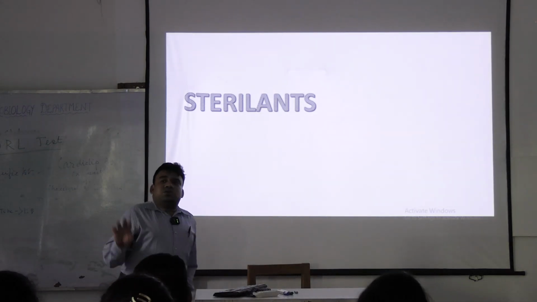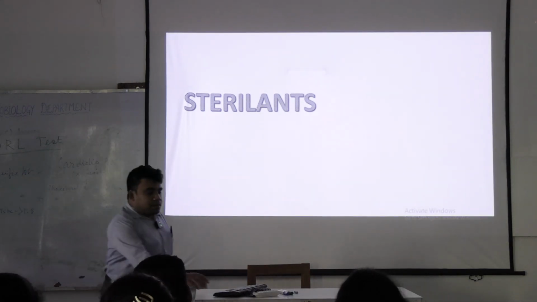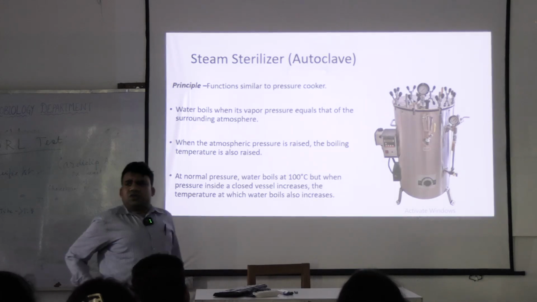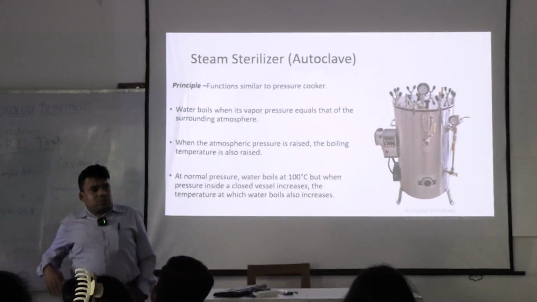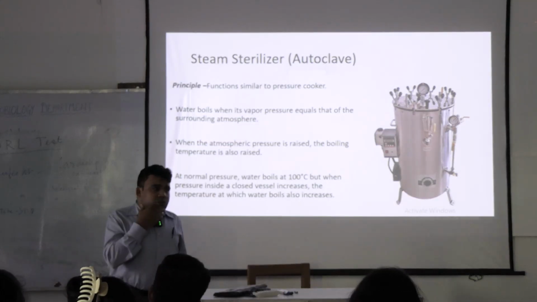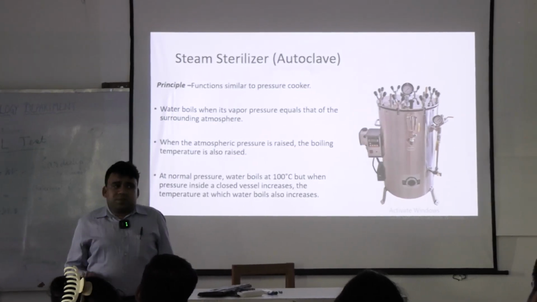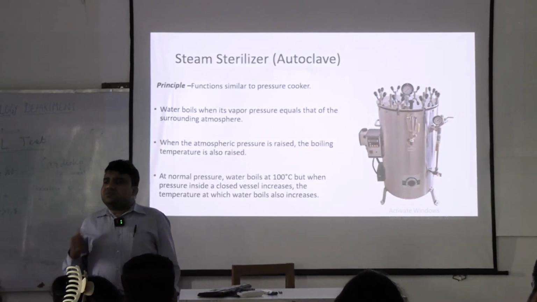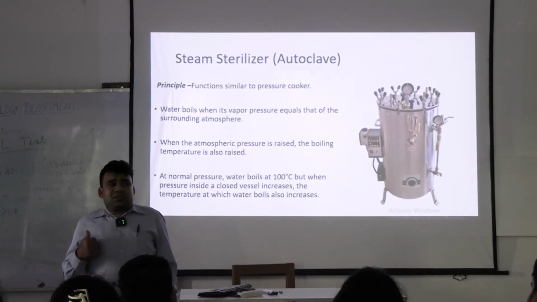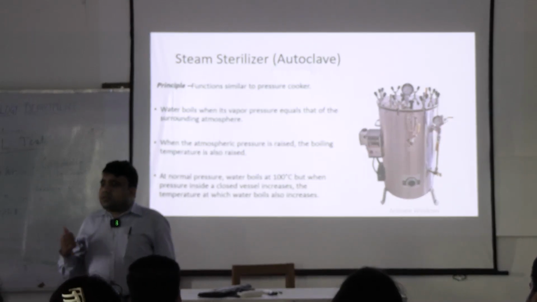Now, let us look at the most important sterilants. The first one is, I think you have read about this. I think your contribution is required now. What is this? This is an autoclave. What is the principle behind it? It's a steam sterilizer. What is steam? Water vapor at 100 degrees centigrade.